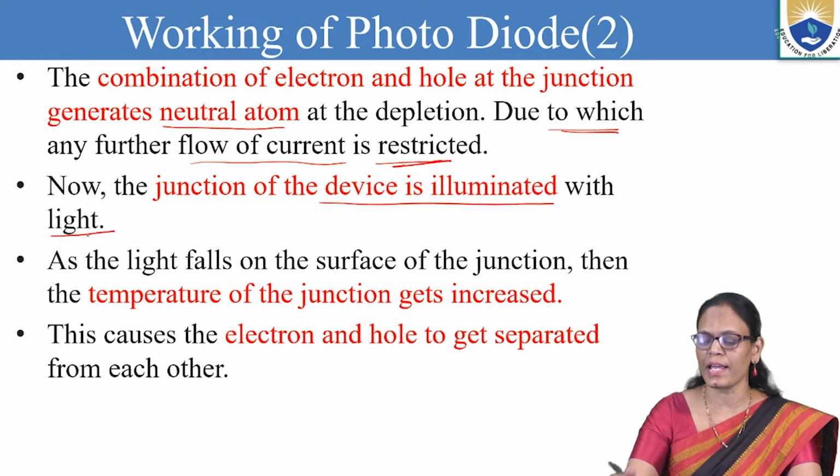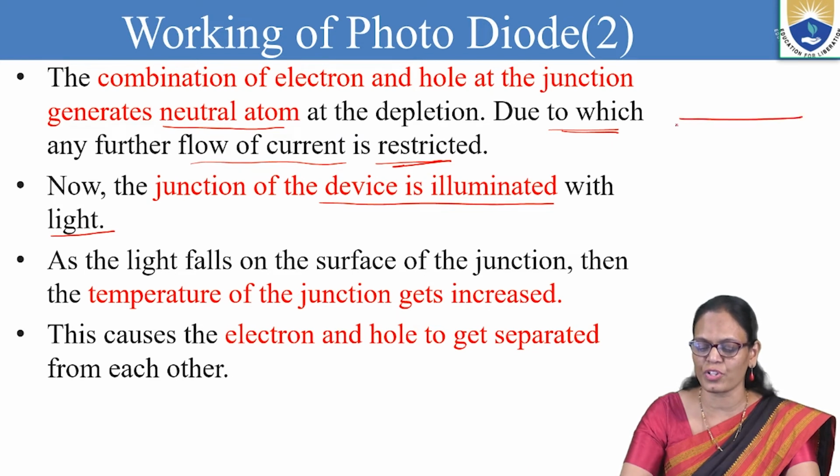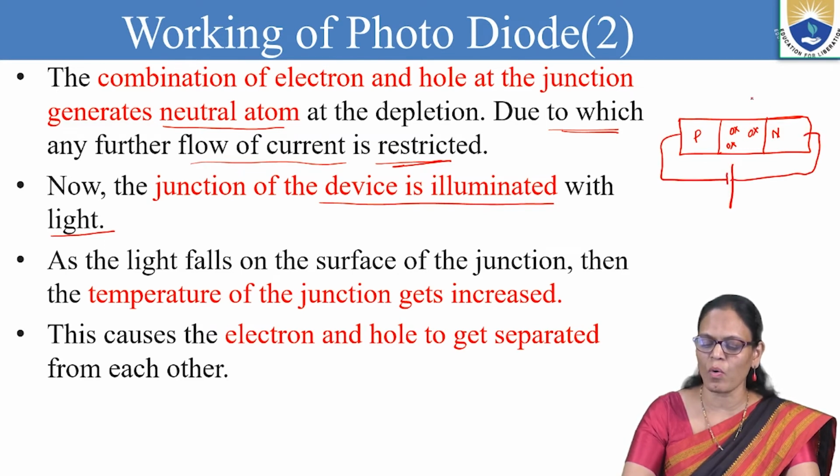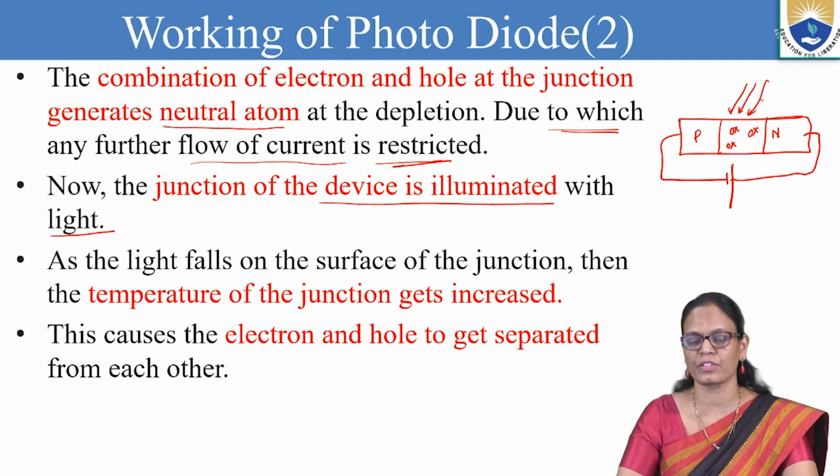So now light is allowed to fall on the junction. So this is the junction where there is recombination that is occurring. Electron-hole pairs that are combining. And this is negative. Now at the junction, what we'll do? We'll allow the light to fall on the junction.